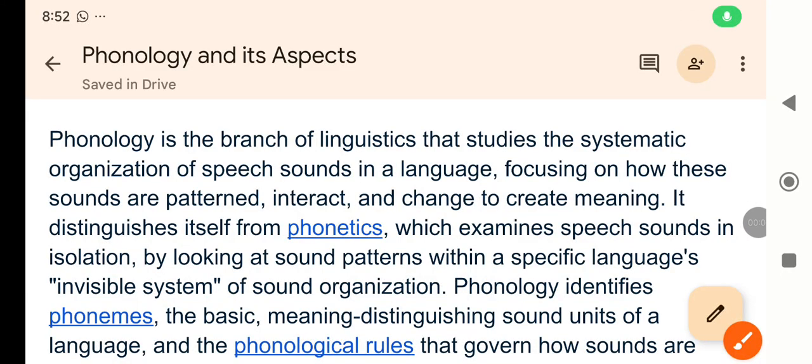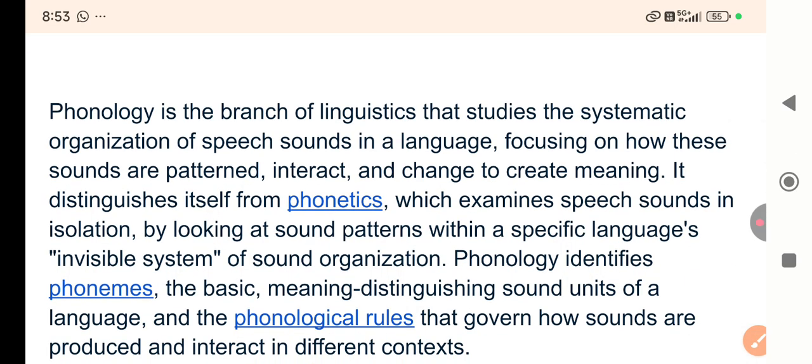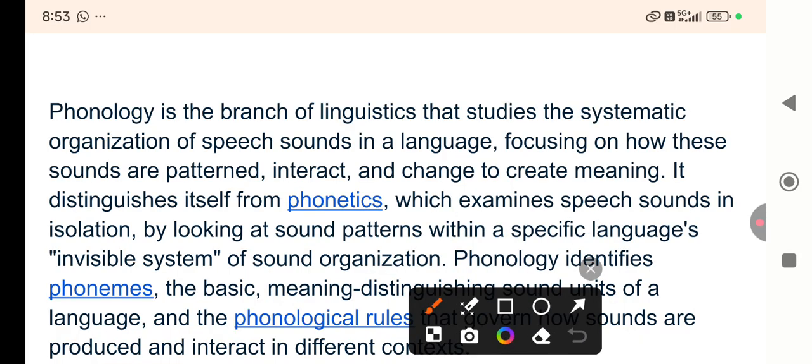Hello, students. Good evening. Let us discuss one of the most important topics, phonology. Phonology is a branch of linguistics that studies the systematic organization of speech sounds. So here we have to focus on the systematic organization of speech sounds in a language, right?